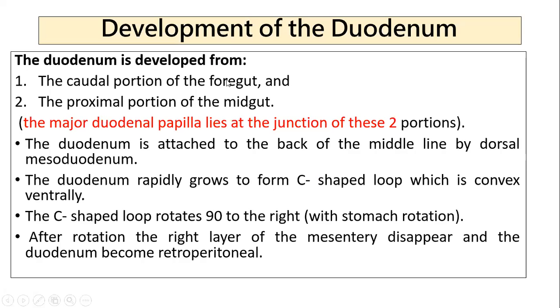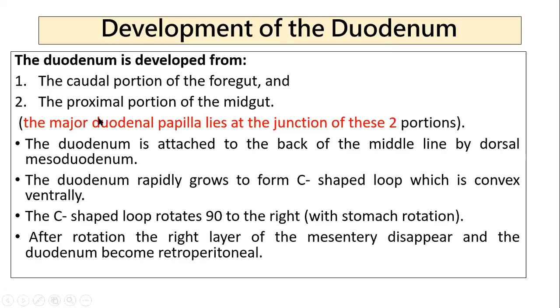Caudal portion of the foregut means the lowermost part of the foregut, and the proximal part of the midgut is its upper part. So the duodenum is developed from two structures: the caudal part of the foregut and the upper part of the midgut. The duodenum has the junction between the foregut and midgut.